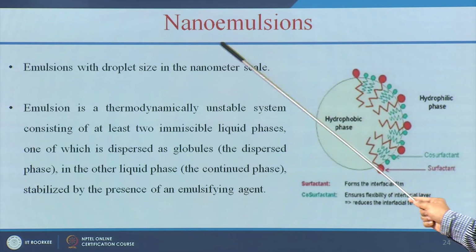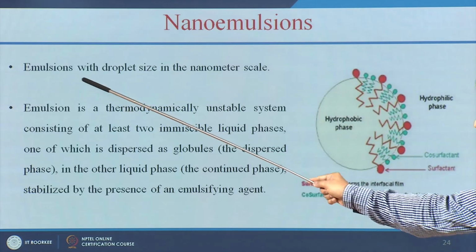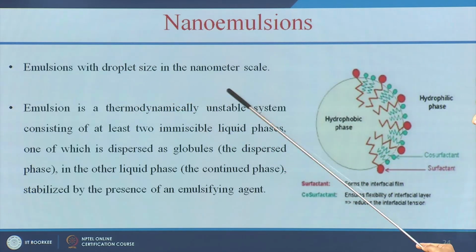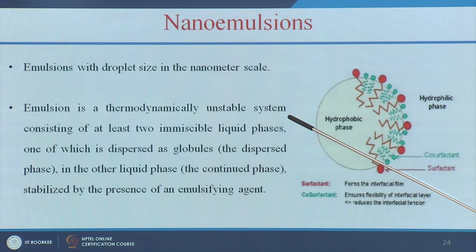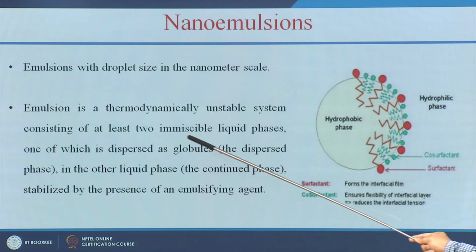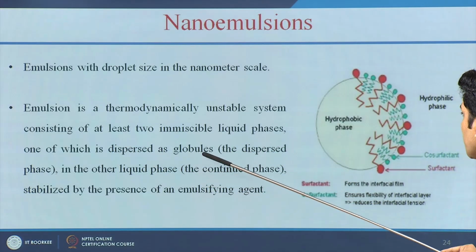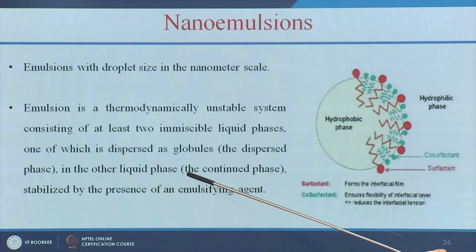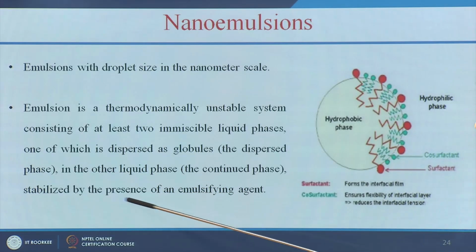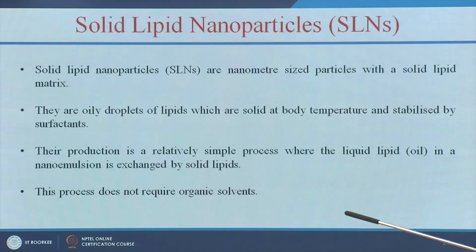And another type of lipid based material is nanoemulsion. So, here we can achieve emulsion on the nanometer scale. So, emulsion means it is a thermodynamically unstable system, consisting of two at least immiscible liquid phases. So, one of which is dispersed as globules, okay, and the other one is the liquid phase, and these are stabilized by the presence of an emulsifying agent, that is called a nanoemulsion.